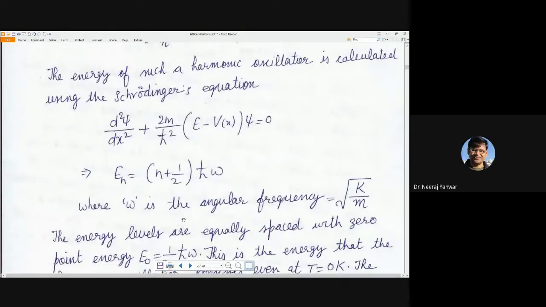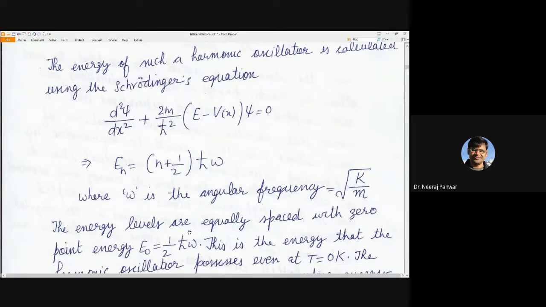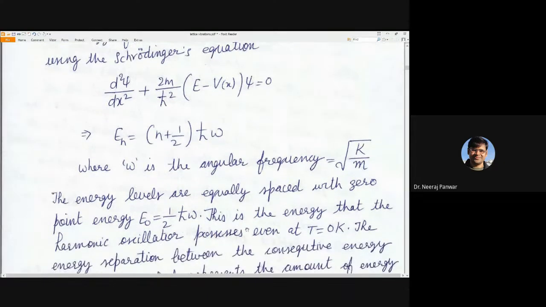Omega is the angular frequency, given as under root k bar upon m. In the following discussion we will just use the term frequency, but whenever we say frequency, it means angular frequency. The energy levels are equally spaced, with zero-point energy given when we substitute n is equal to 0: E naught is equal to half h cross omega. So this is the energy that the harmonic oscillator possesses even at T equal to 0 Kelvin.